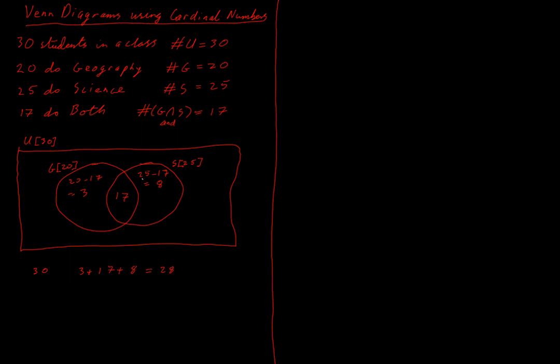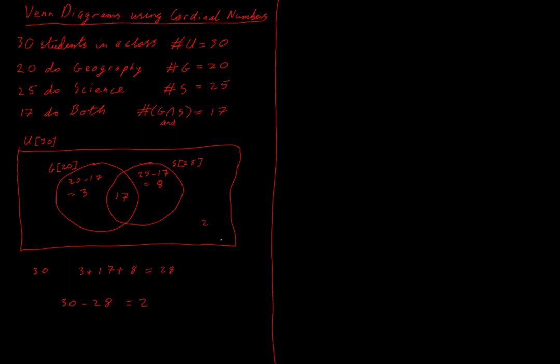There are 28 people who study geography or science. And there are 30 people in the class. So how many of them don't study geography or science? Well, it's going to be 30 minus 28. So there are going to be 2 students who don't study geography or science. There's going to be 2 of them.